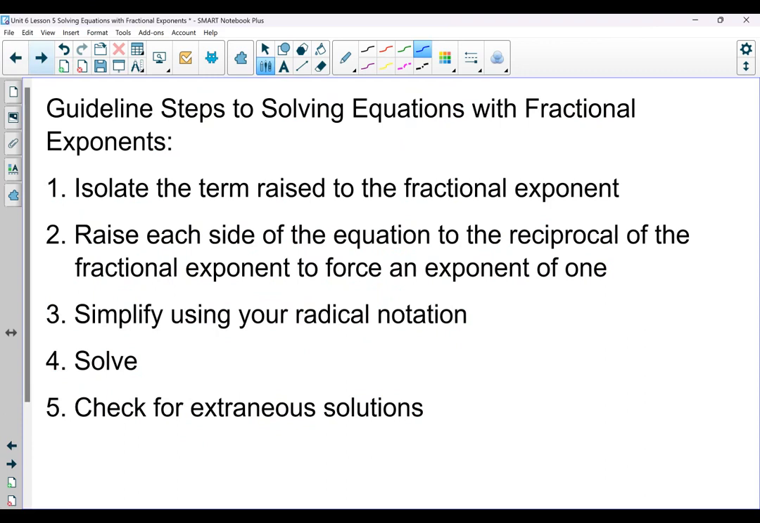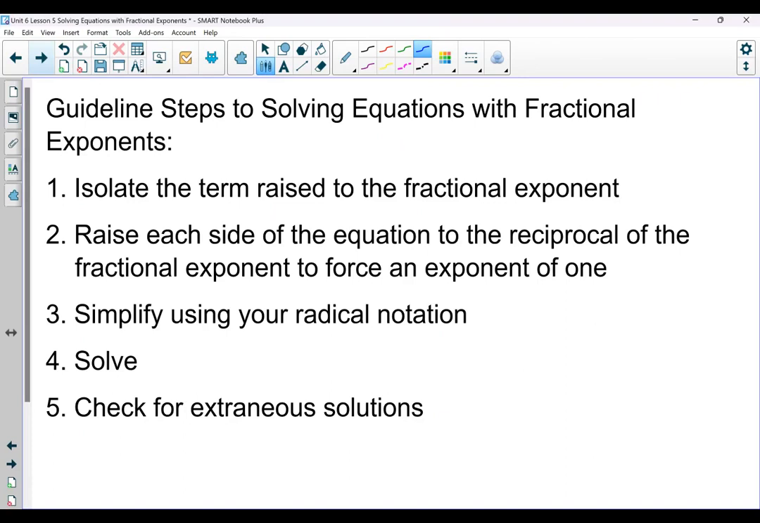We want to isolate the term raised to the fractional exponent, similar to isolating the radical from the last lesson. We're going to raise each side of the equation to the reciprocal of the fractional exponent to force an exponent of 1. It is what you were doing in the last lesson. We just didn't change to our fractional exponent form before raising both sides to the whatever. This time you're going to have fractional exponents to raise, and a lot of these exponents will have a numerator and a denominator that is not 1.